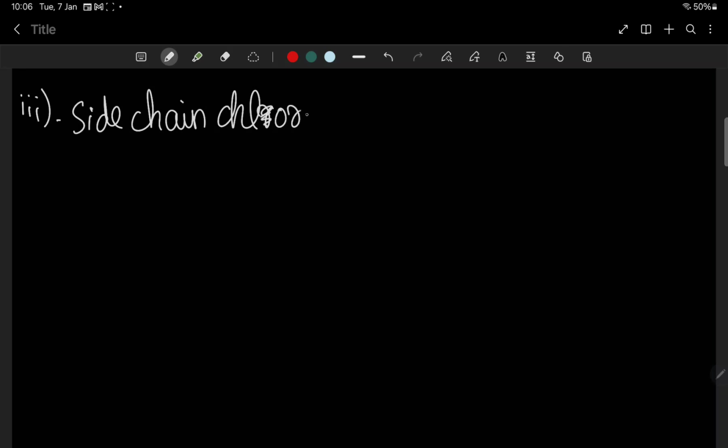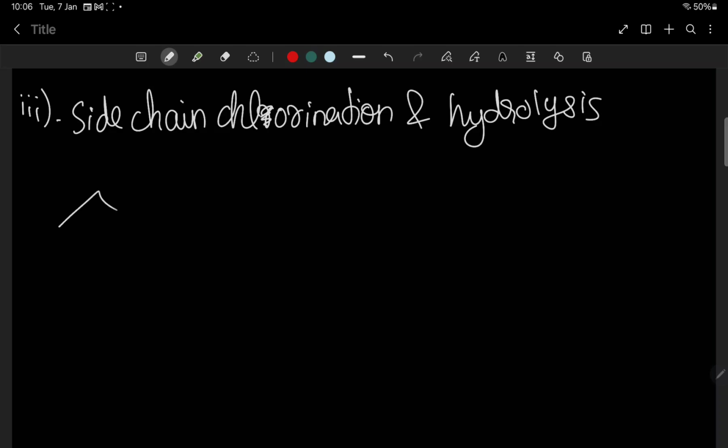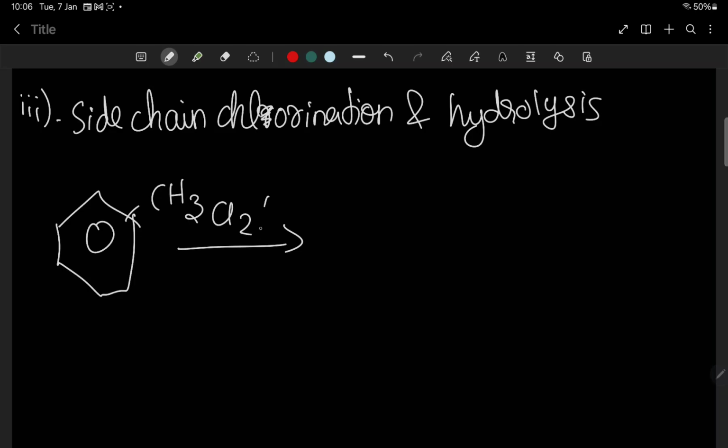Okay, chlorination and hydrolysis. Very simple. We'll take toluene. This is not that important. Take toluene, add Cl2 in the presence of light, that is a free radical mechanism.